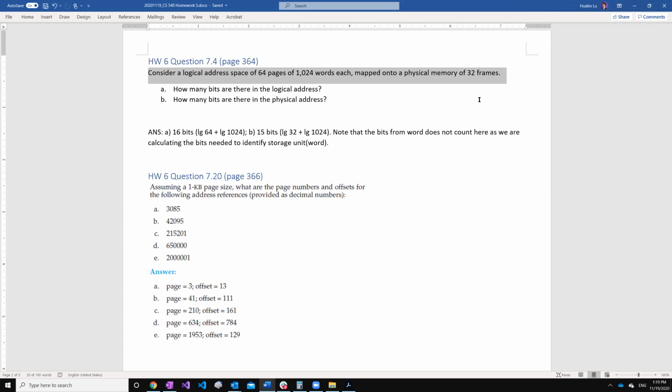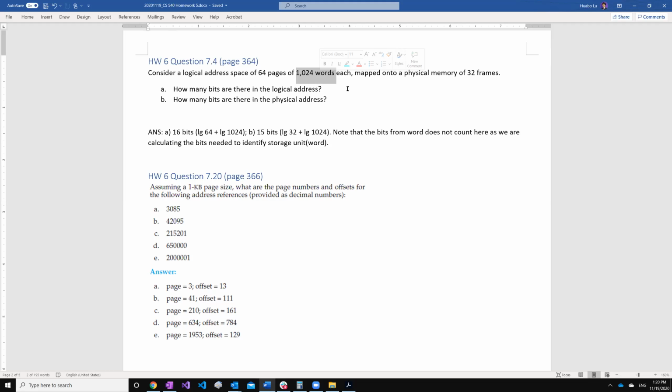Recall the analogy I gave you: the shipping container. So right here, 64 pages, each page 1024 words long, and 32 frames, each frame the same size, 1024 words long. You must know that, and this is the condition we talk about for the page and the frame. Otherwise, don't bother to set up the logical page and just go ahead and use the frame, because you will get lost in the transforming in the middle.